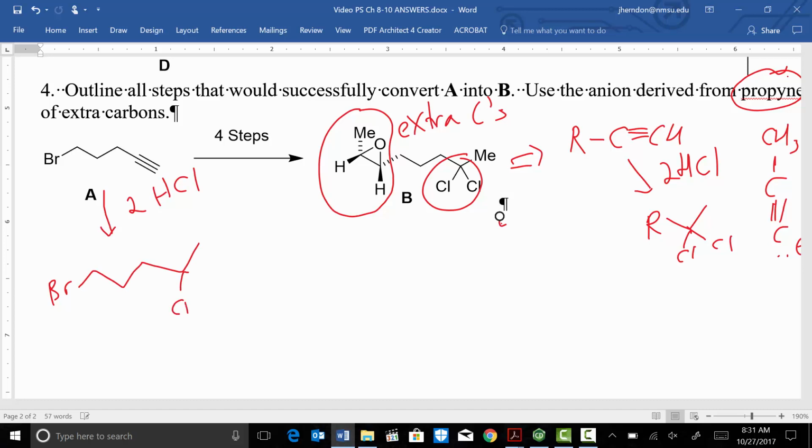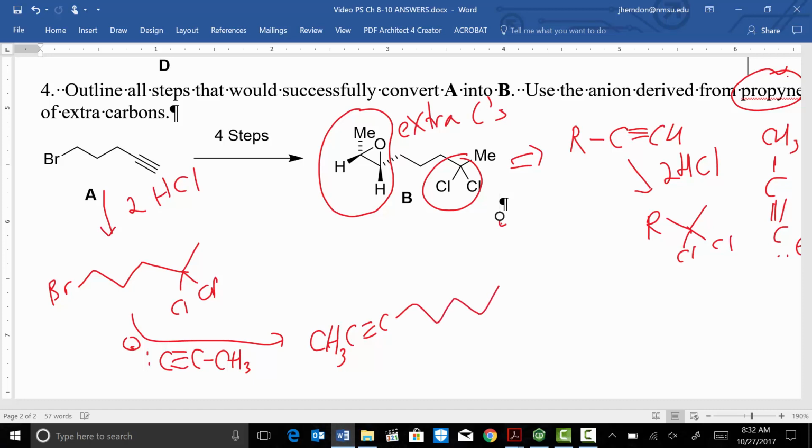All right, so this will make this compound right there. Okay, 2 chlorines at the same carbon. All right, now we can do our SN2 reaction by reacting it with the anion derived from propyne. It's probably the sodium salt, but we'll just draw it as the free anion. Okay, so that should make that.